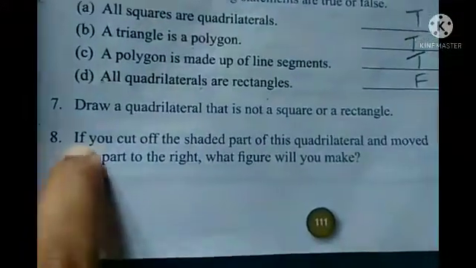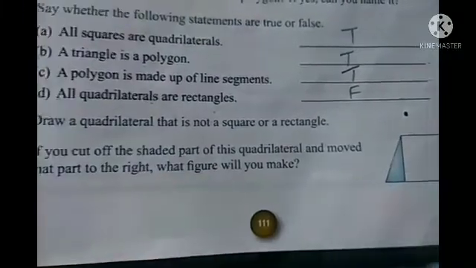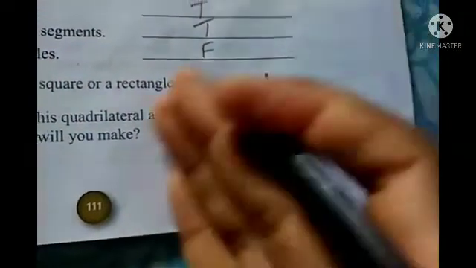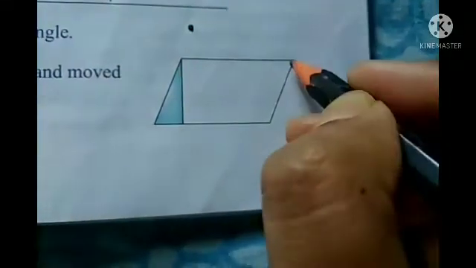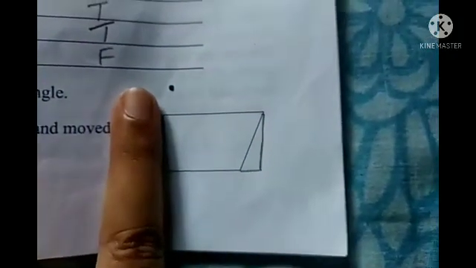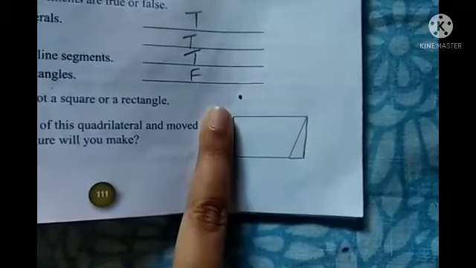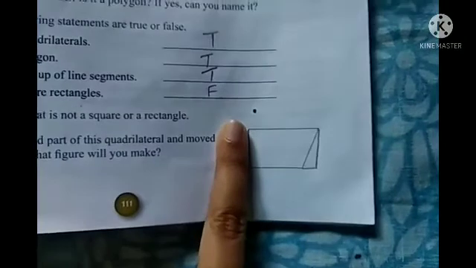Now number 8, if you cut off the shaded part of this quadrilateral and move that part to the right, then what figure will you make? Here a figure is given. The shaded part, if you cut it and paste it here, then what shape will you get? So let's do it. If we remove this part and join it this way, then what is it forming? Can you name it? You can share with me in the online class what shape you are getting here and what is the name of this figure. So do this exercise, very interesting.